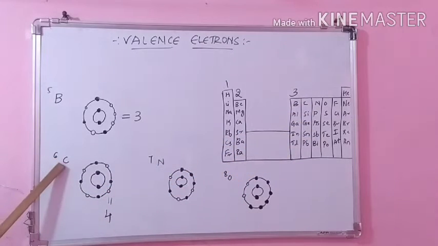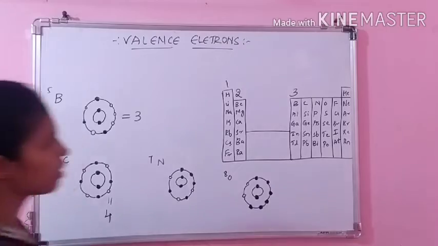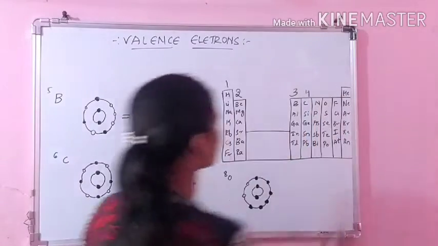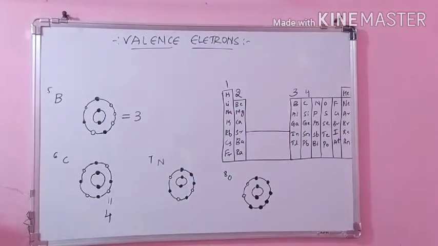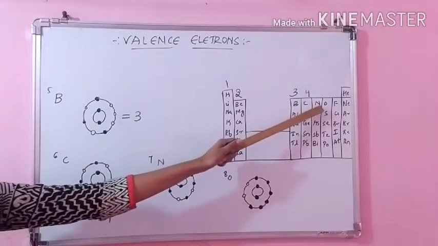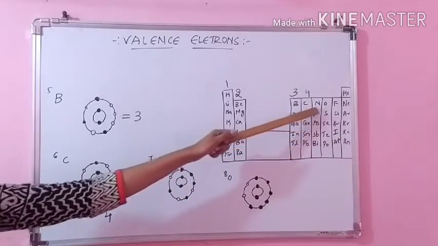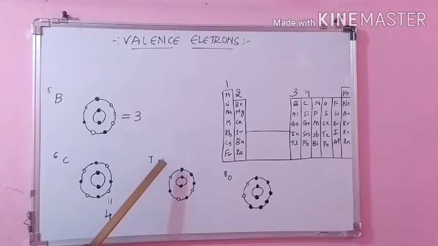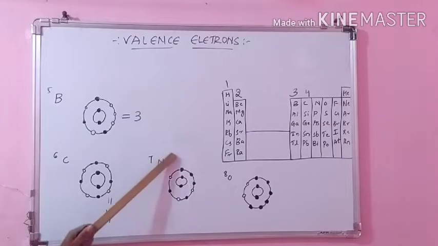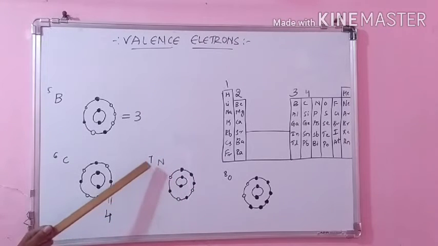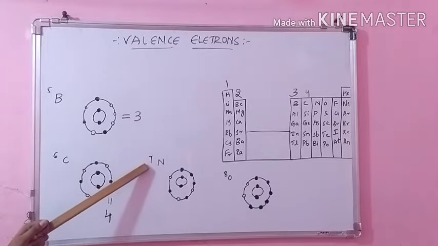So for all these, your valence electrons will be 4. Next, coming to nitrogen, this is the first element I am taking. You can even try it for the next elements. For phosphorus also, you will get the same number of valence electrons as for nitrogen. Nitrogen has atomic number 7, so 7 electrons will be there.